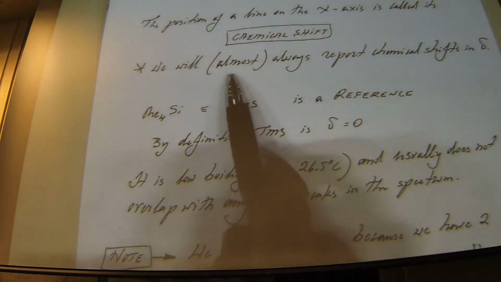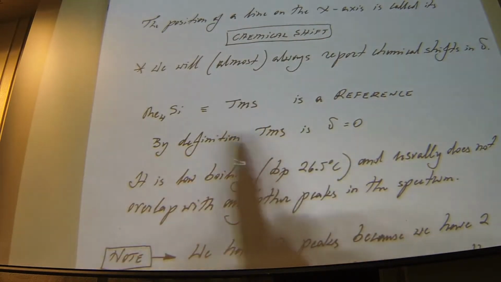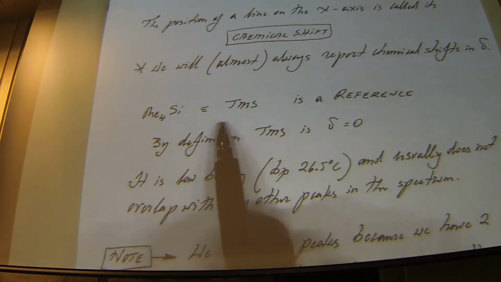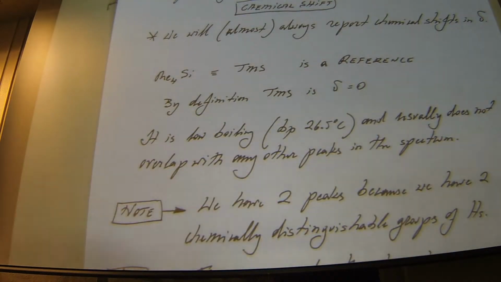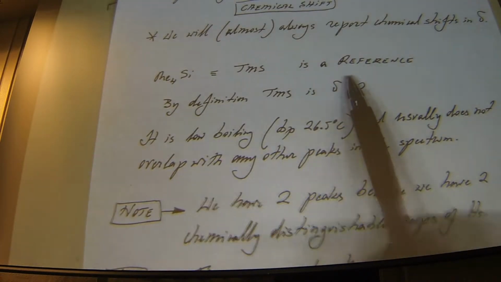Now, almost always, those peaks are going to be referenced to the zero of TMS, tetramethylsilane. By definition, and this is just defined, TMS appears at 0 ppm. So whenever you see a TMS peak, 0, you don't have to think about it. Why? That's just the definition. We define that as our 0. That's what it means to have a reference.